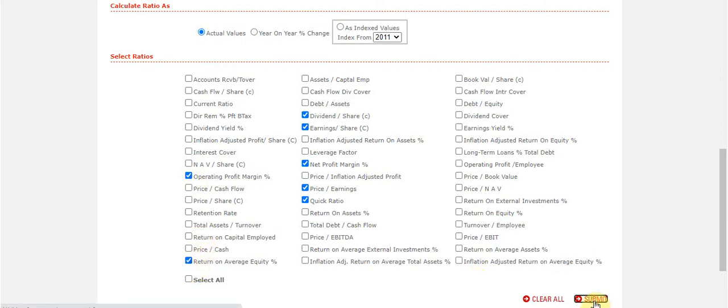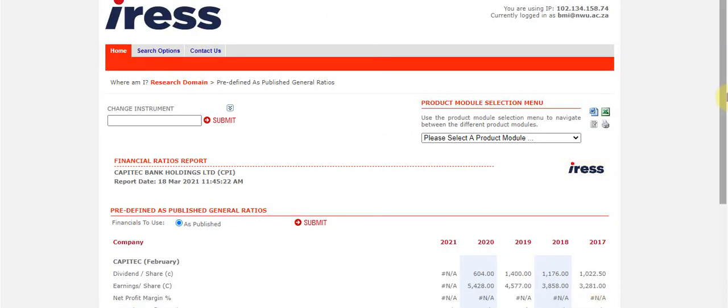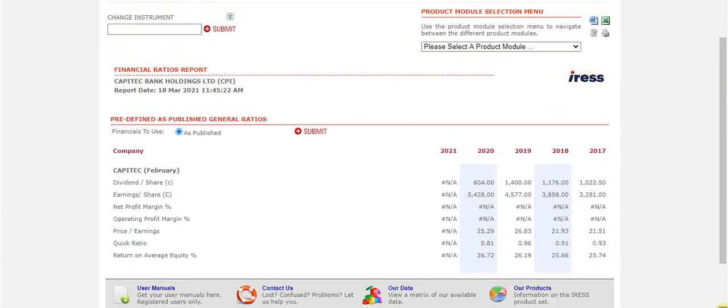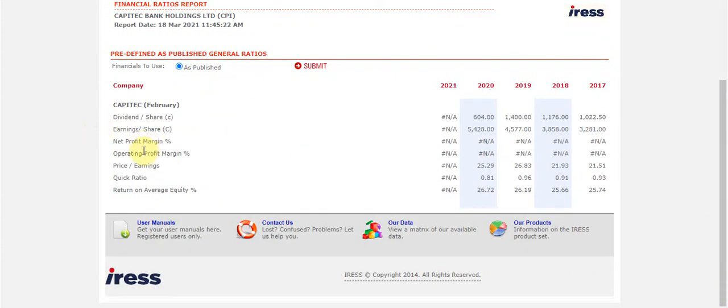So if we select those that we are interested in and we submit, again, you get a little summary of the information that you have asked for. And yeah, as you can see, banks, they don't publish net profit margins and operating profit margins because typically they don't really sell inventory. So here you can see they have their quick ratio, they have an average return on equity, and they've given the dividend per share in cents. So yeah, this is quite an interesting tool.